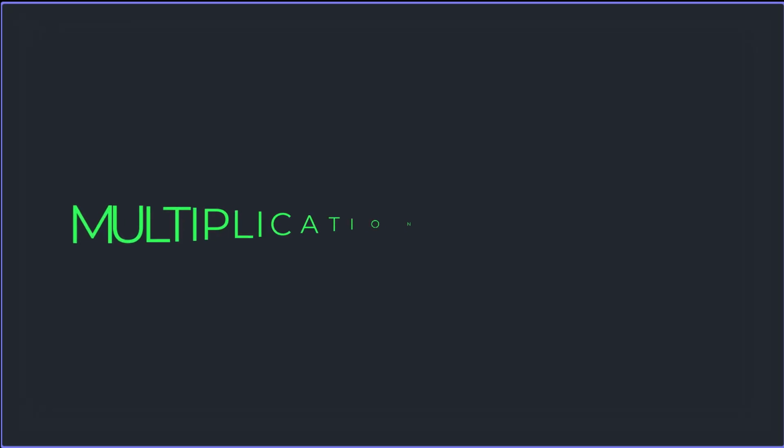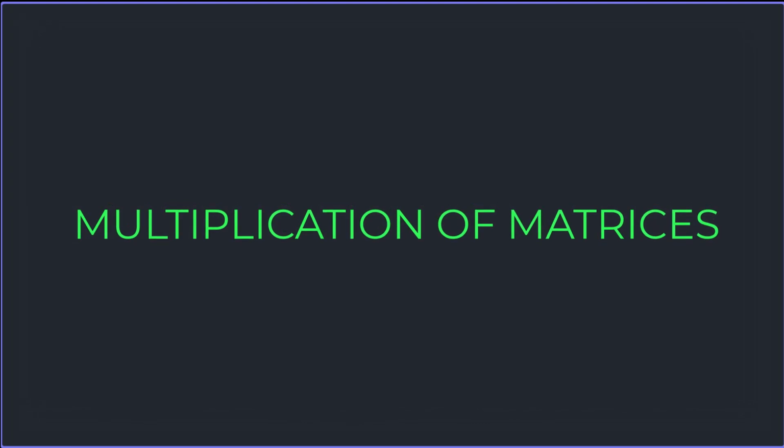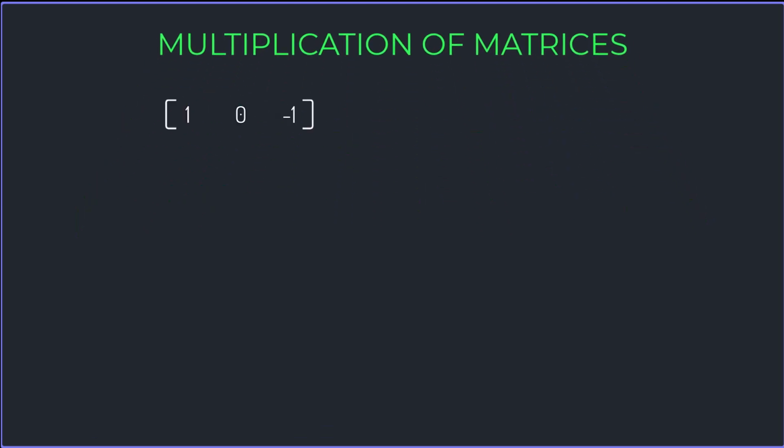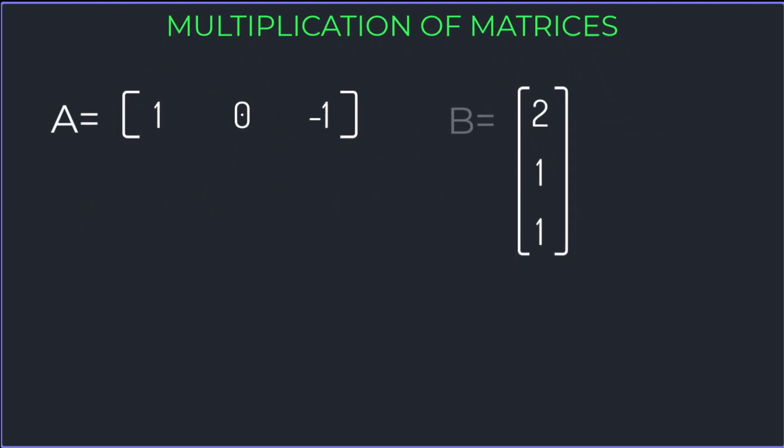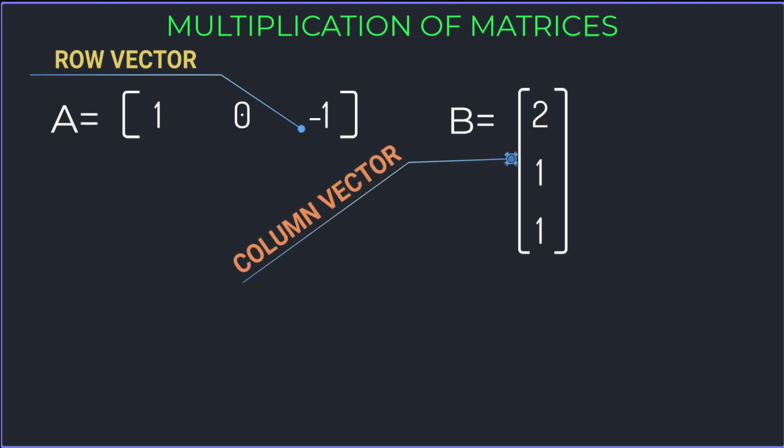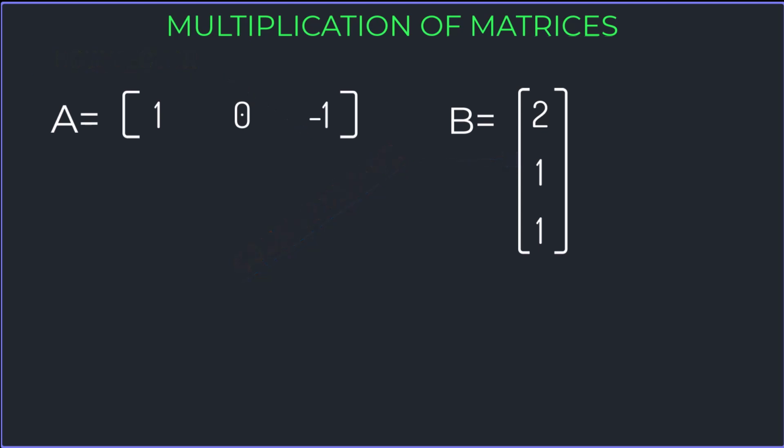Now we discuss how to multiply 2 matrices. But before that, let us consider 2 vectors. Remember, single row or single column matrices are called row or column vectors respectively. The first one is a row vector A, 1, 0, minus 1, and the second one is a column vector B, 2, 1, 1. Now we are going to define the product AB.